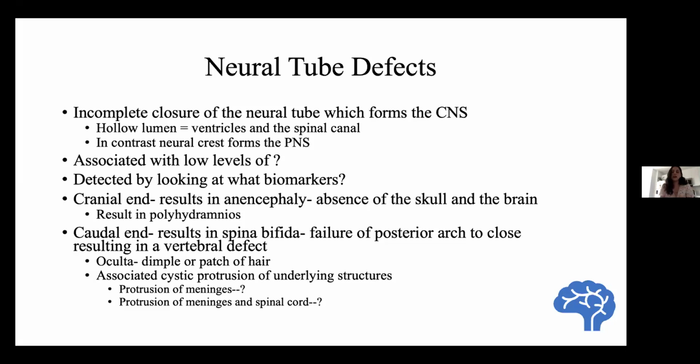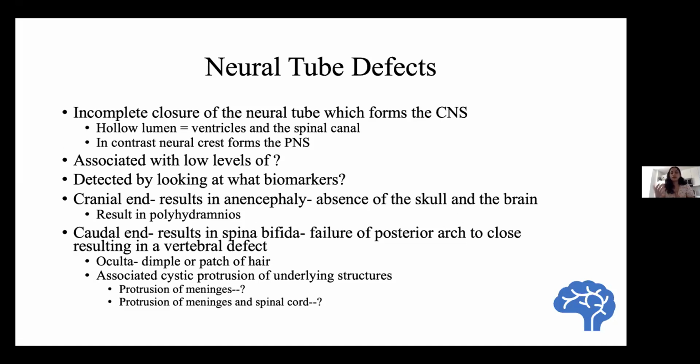Because these anomalies have such severe consequences on the child itself, it's very important for us to detect them early on, because some of these pregnancies might not be viable. Do you know what biomarkers we look for when we're screening these pregnant women to make sure that these anomalies are not occurring? Maternal alpha fetoprotein, AFP, and acetylcholinesterase. Perfect. Those are the two key biomarkers that we look for. These biomarkers are going to be elevated in these pregnant patients, because the neural tube itself hasn't closed up properly.